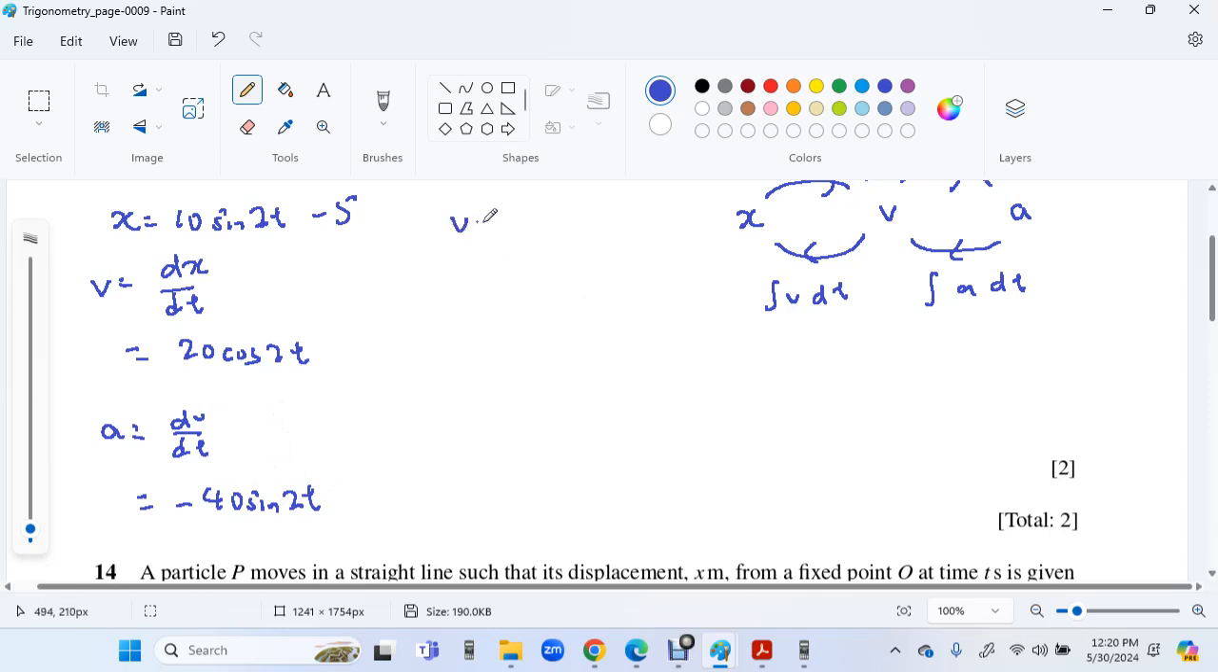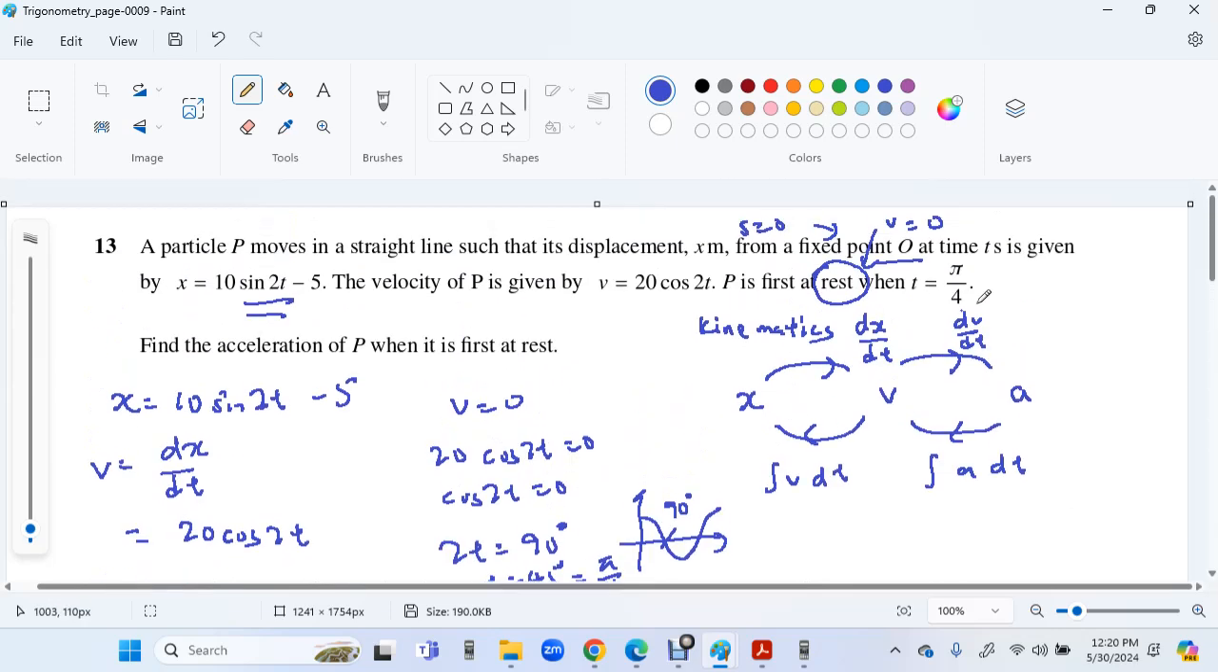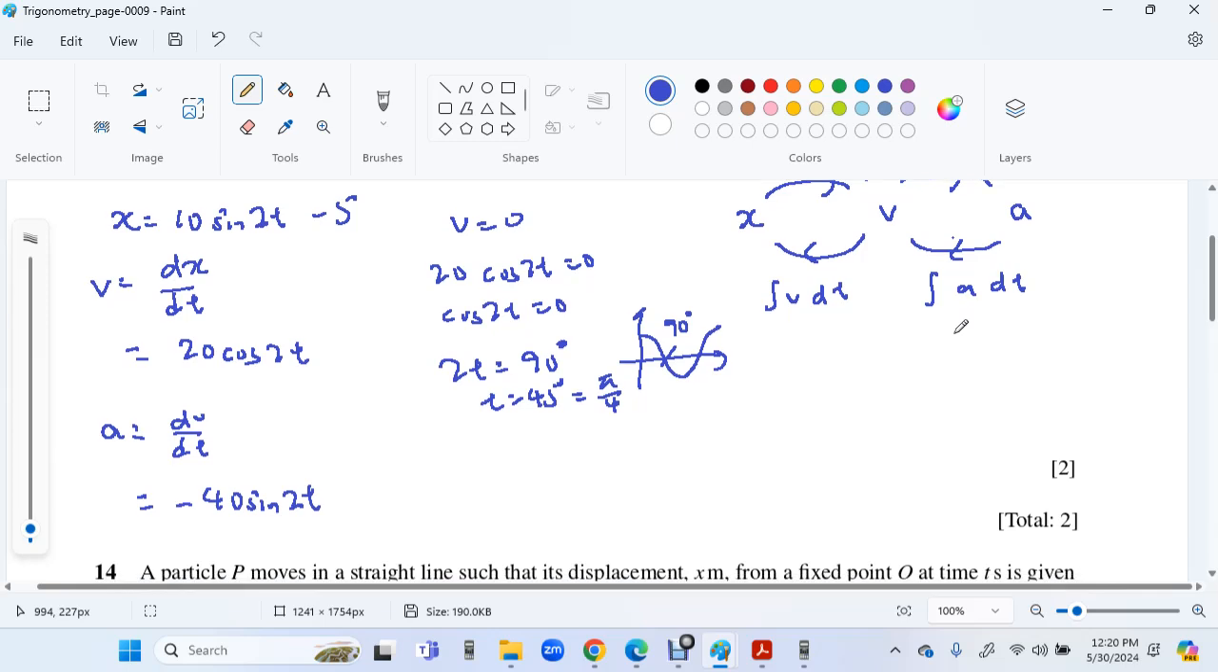So the velocity equals 0, then that is 20 cos 2t equals 0. So cos 2t equals 0. So the graph for cos is something like this. So this is 90 degrees, but we have the 2t, so 2t is 90 degrees, then t is 45 degrees, that is pi over 4. So that's why they have the pi over 4 here.